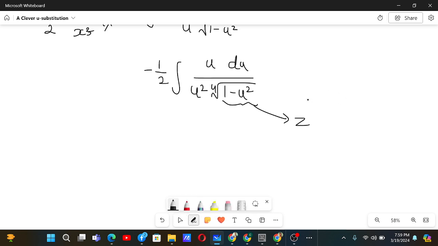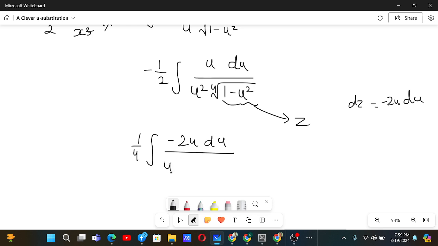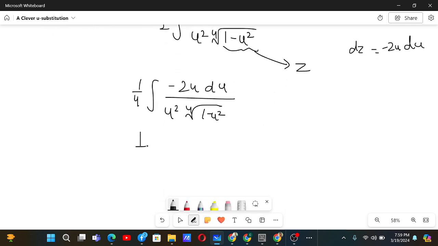Now, if we make this substitution, we get dg equals minus 2u du. If we take 1 by 4 common, then this is exactly the minus 2u du. And over here, that's u square. Let me write it as it is for now: 1 minus u square. Now let us make the substitution. We get 1 by 4 times dg. And now if 1 minus u square is g, and u square equals 1 minus g.